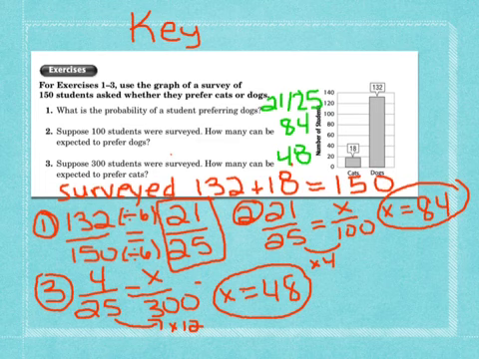For the third one, on the 300 people surveyed, it wants to know how many like cats. So you're really tempted to use that original 21/25 right here. But if 21 out of 25 like dogs, then 4 out of 25 like cats. To get from 25 to 300, I multiply by 12. So 4 times 12 is 48. 48 people would like cats.